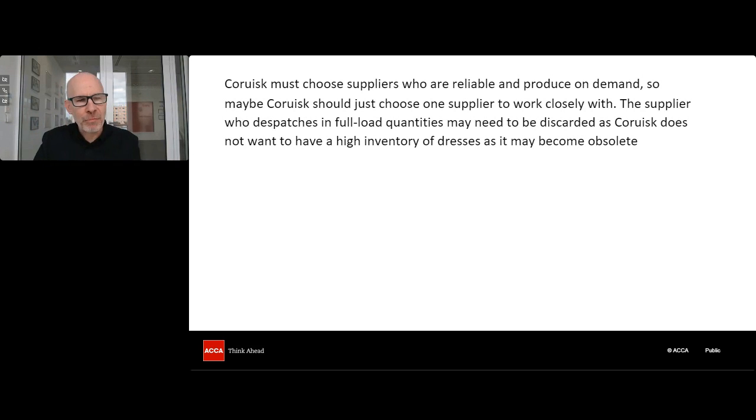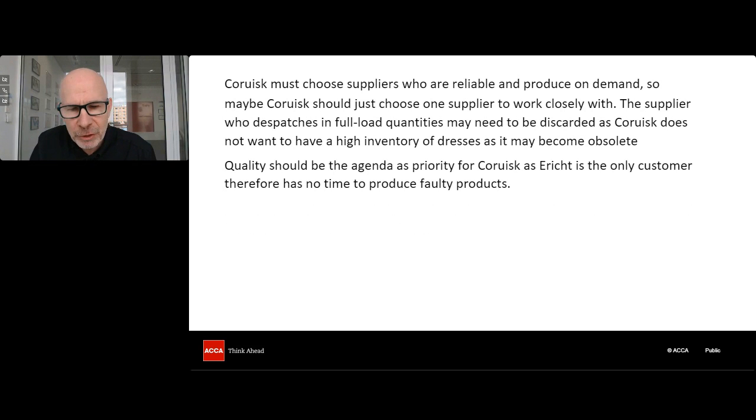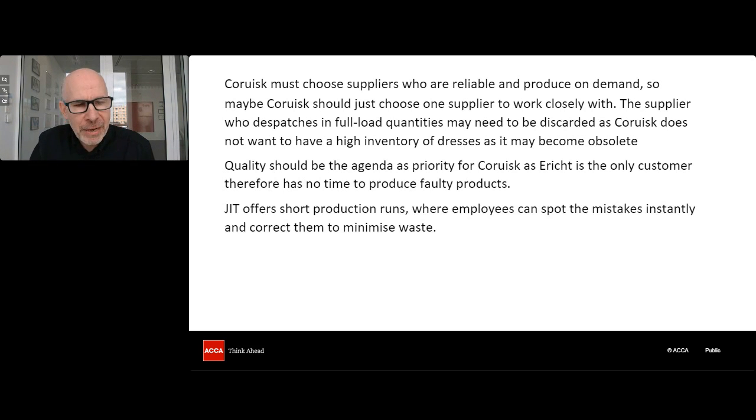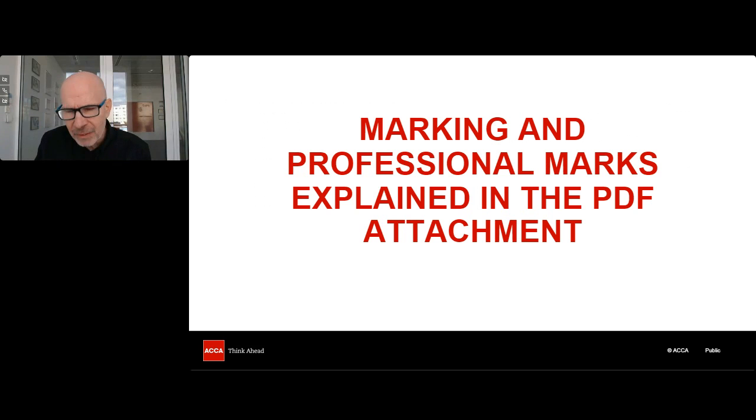Look at what this person wrote. We're not going to read it all. I just want you to have a quick look. I got 3 ideas. They got to choose reliable suppliers. Quality should be on the agenda. JIT offers short production runs. Is that even going to get a mark there? Okay. Employees can spot mistakes instantly. Maybe they should market their own products. Guys, there's not enough. There is just not enough.